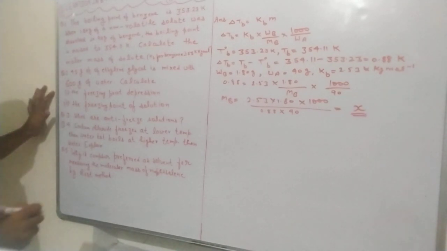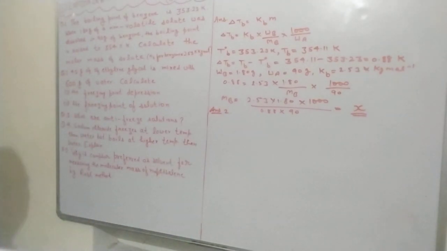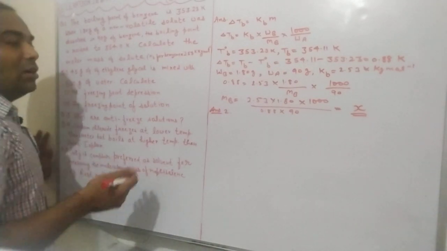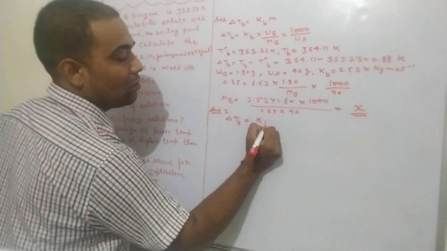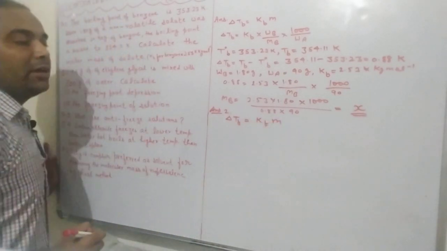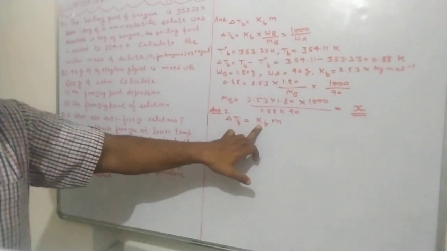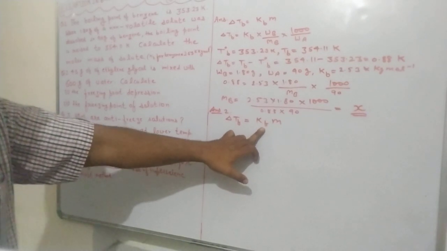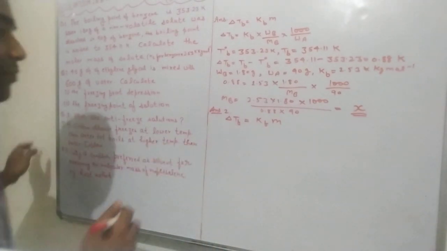Now question number 2. What is asked from us in question number 2? 45 gram of ethylene glycol is mixed with 600 gram of water. Calculate the freezing point depression and the freezing point of solution. So it is related to the depression in freezing point, and delta Tf is always equal to Kf m, where delta Tf is freezing point depression, whereas Kf is the molar freezing point depression constant or cryoscopic constant. m is our molality.